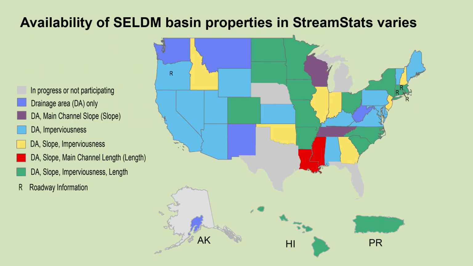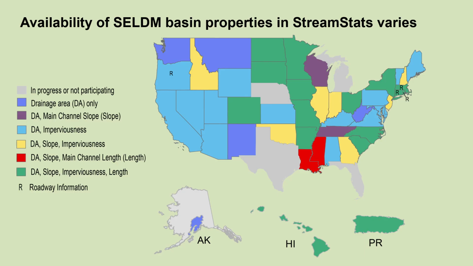I want to wrap up by looking at the availability of SELDM basin properties in StreamStats. So these are the basin properties that were mentioned earlier that we do need for SELDM simulations. That's drainage area, main channel slope, main channel length, and imperviousness. And the availability of these characteristics does vary.